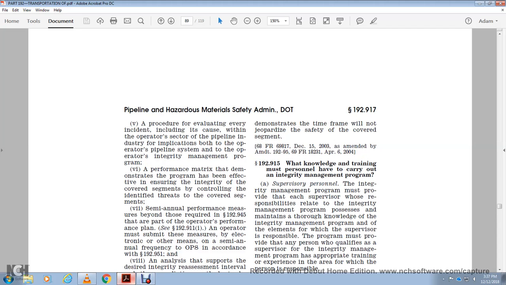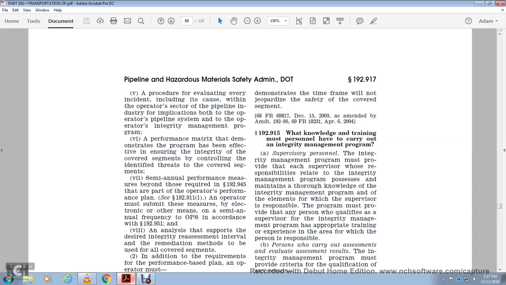The semi-annual performance measure is required by 192.945 as part of the operator performance, 192.911. The operator must submit the measures electronically or by other means with semi-annual frequency for operational pipeline safety in accordance with 192.951, and analysis to support design, integrity, area assessment, and the remediation method used in all covered segments.